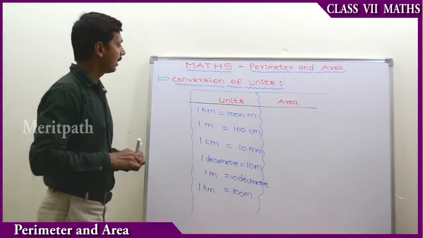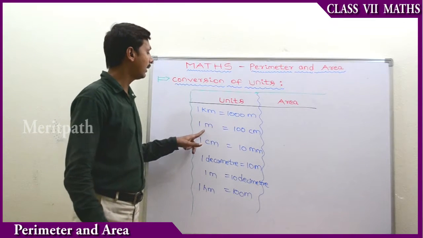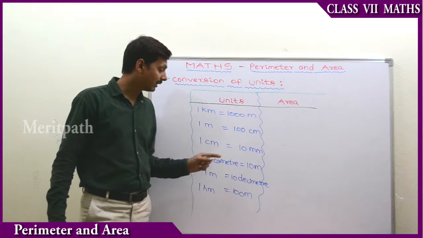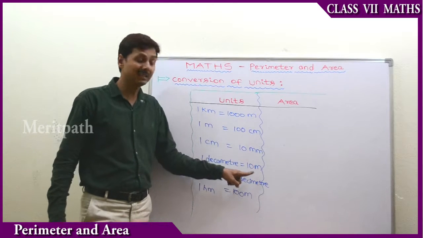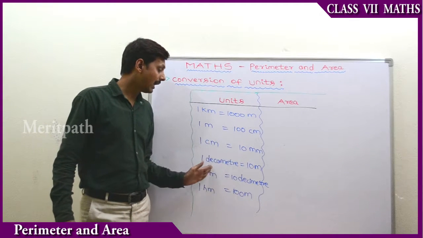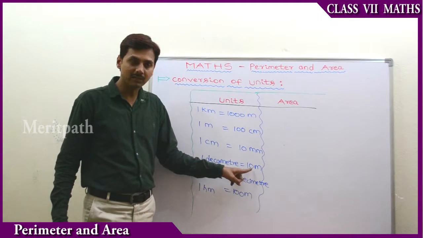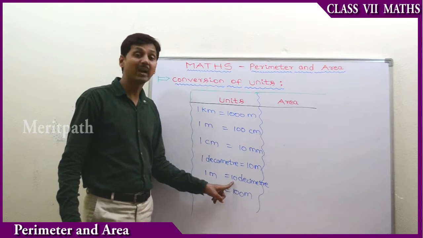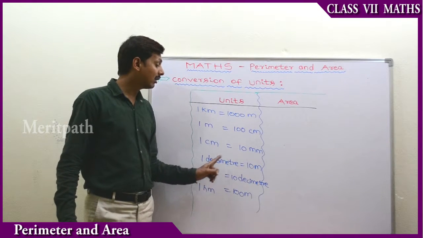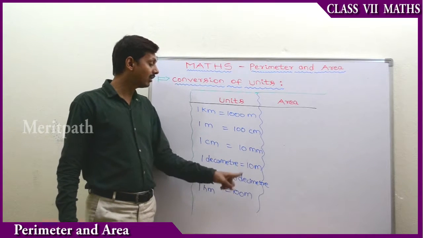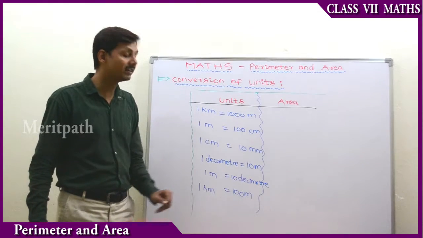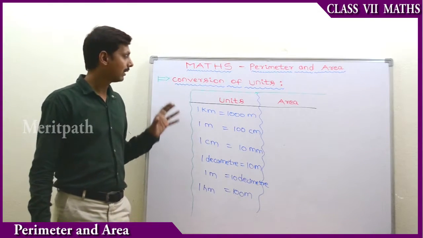So let's recall. 1 kilometer is equal to 1000 meters, 1 meter is equal to 100 centimeters, and 1 centimeter is 10 millimeters. 1 decameter is 10 meters. This is all we have learned from previous classes. This is decimeter and this is decameter. There is a difference between these two. 1 decameter is 10 meters, 1 meter is equal to 10 decimeters, and 1 hectometer is equal to 100 meters. These are the units we have learned.